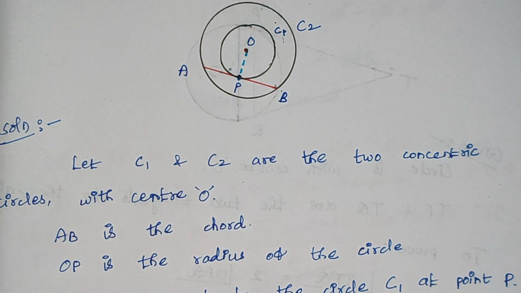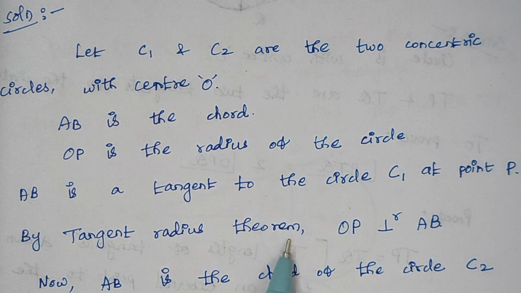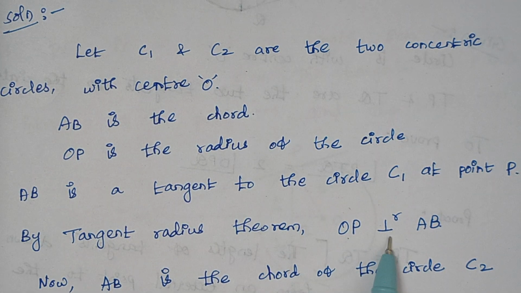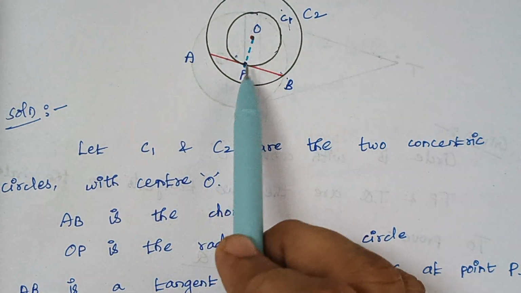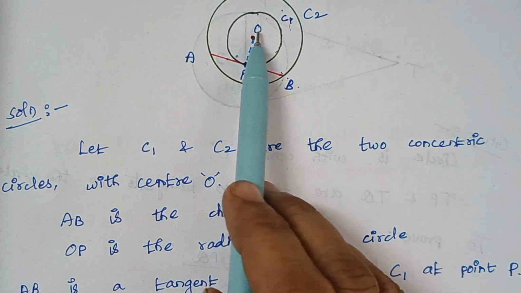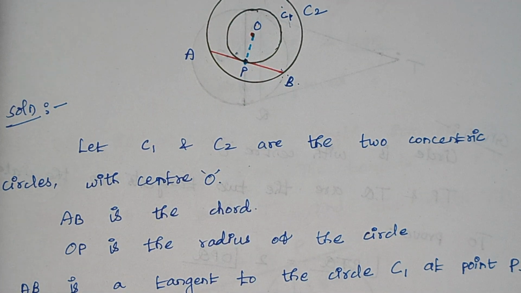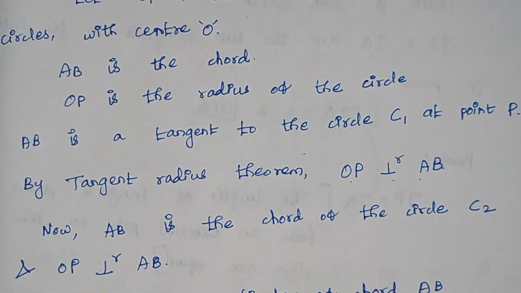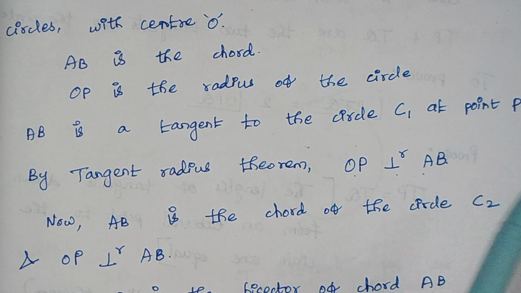Right. So by the tangent radius theorem, OP is perpendicular to AB. It is clear, right? That is, OP is perpendicular to AB, because AB is a tangent and OP is a radius. So therefore, you see here, this is what I had written: by the tangent radius theorem, OP is perpendicular to AB.